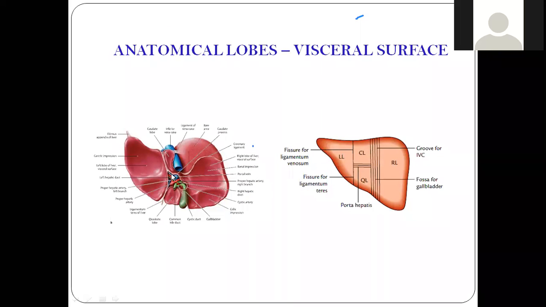Now see here. If you see from the inferior aspect, you are also finding two more lobes. This is porta hepatis. In front you have the quadrate lobe. Behind you have the caudate lobe. Here in this labeling you are finding a tail-like projection from the caudate lobe. What is the name of this projection?